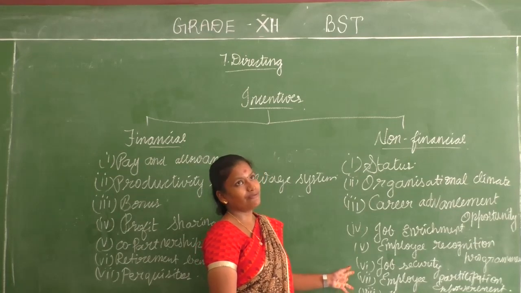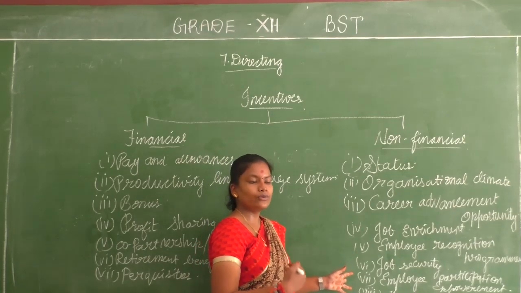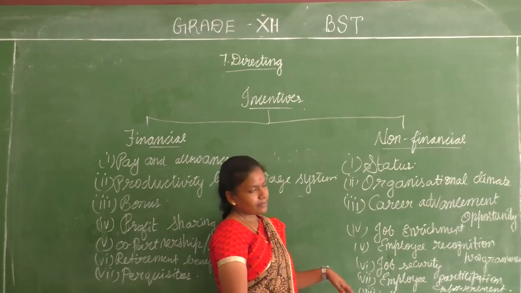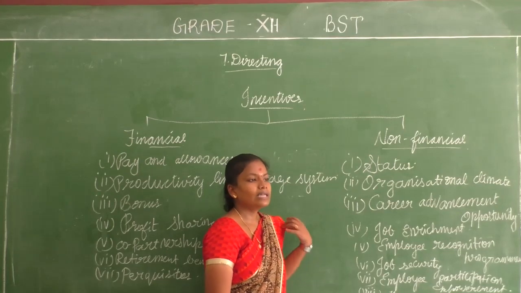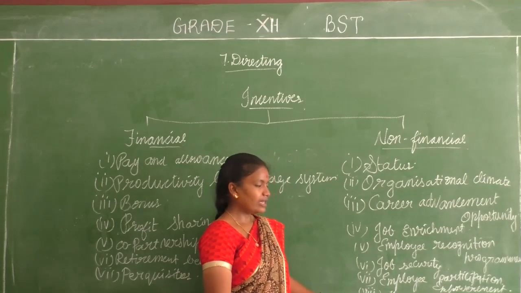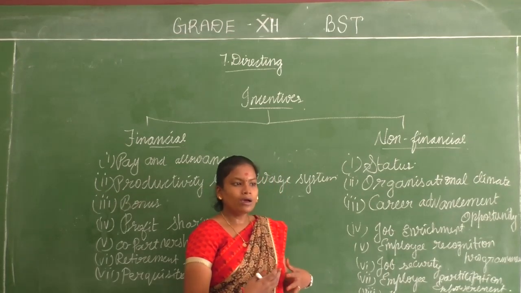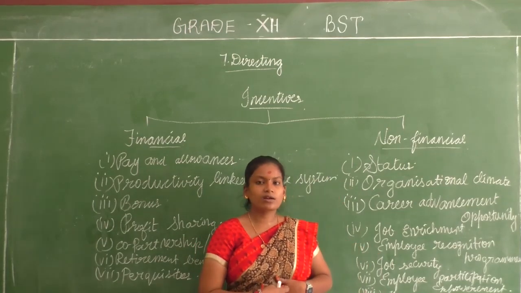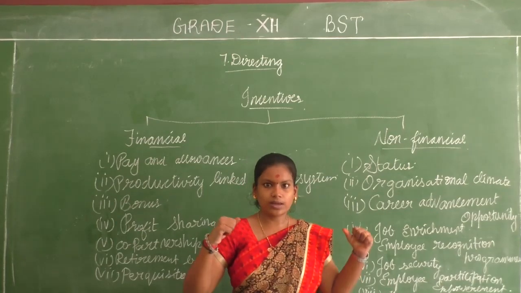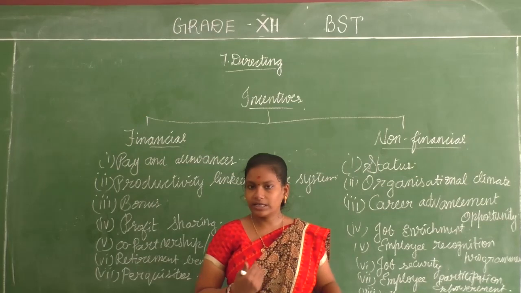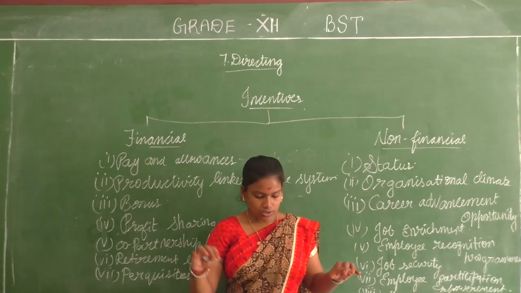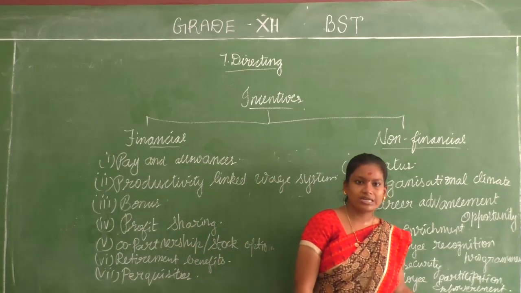Then job security. If I know that my job is secure, I really would be motivated to work better. Employee participation, when you give them a chance to participate in important work of the organization. And finally, employee empowerment. When the employees feel that their jobs are important and in turn they are important, they'll feel empowered. They'll feel as powerful people, and they will definitely get motivated to improve their performance. Right, children? So these are the various financial and non-financial incentives.